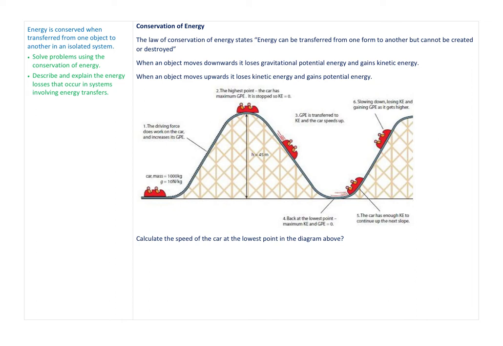So that energy would be lost maybe as kinetic energy, but it wouldn't be lost completely as energy. So what do we need to be able to do? What do we need to know about? What's our learning intention? Energy is conserved when transferred from one object to another in an isolated system. Solve problems using the conservation of energy.